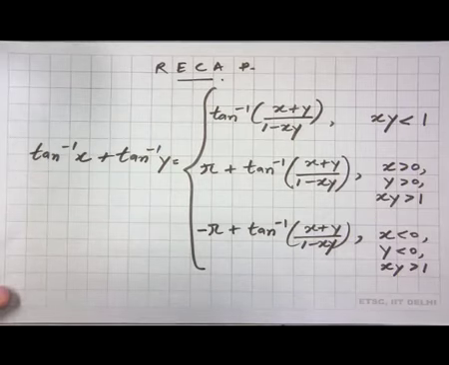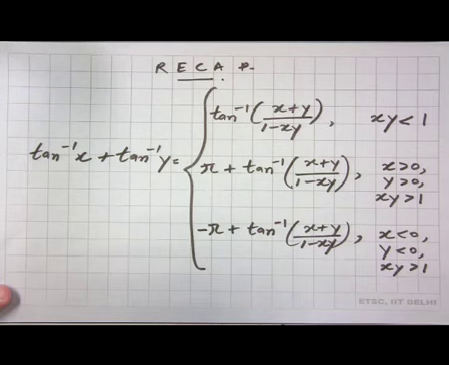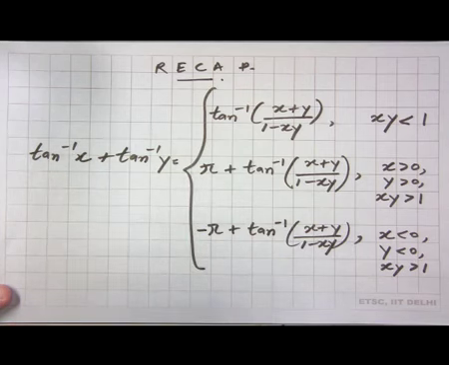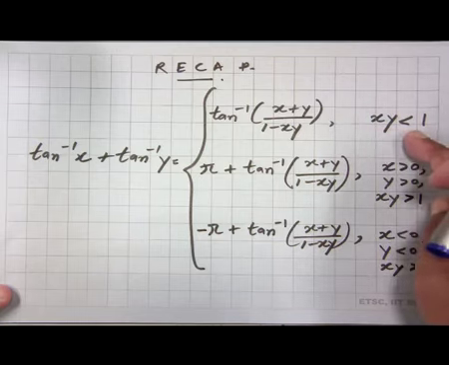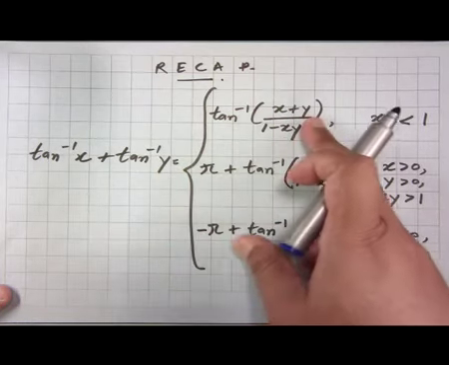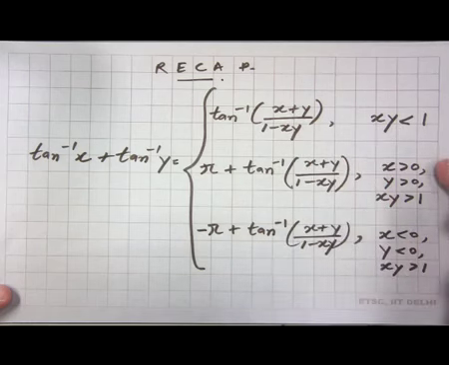In the last lecture, we had derived this formula for the sum of the tan inverses of two different values x and y, and we had shown that if the product xy is less than 1, then tan inverse x plus tan inverse y is tan inverse of (x plus y) over (1 minus xy), and similarly for the other two cases.